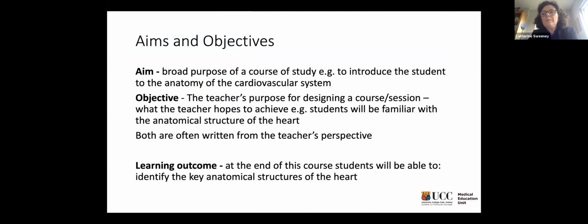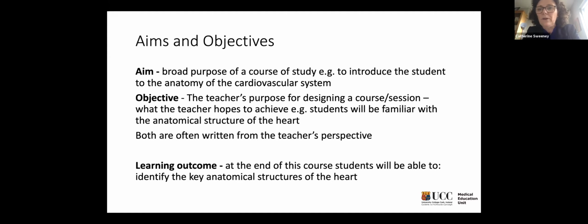So I suppose the terms learning outcomes often get mixed up with learning objectives in particular. And I just thought it was worth quickly explaining what the various terms mean. So an aim is a broad purpose of a course of study. Often it's at a course level, but it could be for your simulation session. So it might be, for example, in medical education, to introduce students to the anatomy of the cardiovascular system.